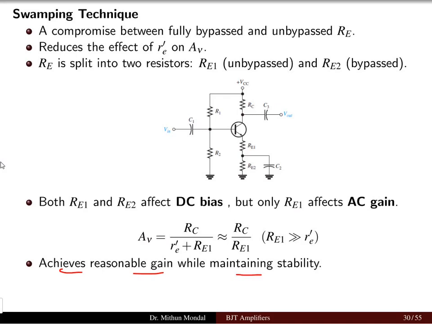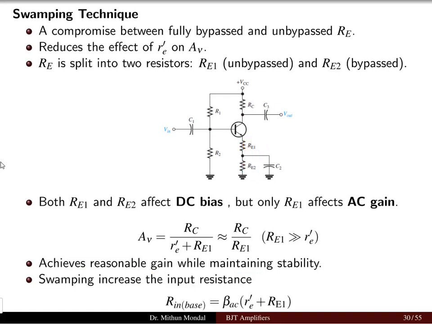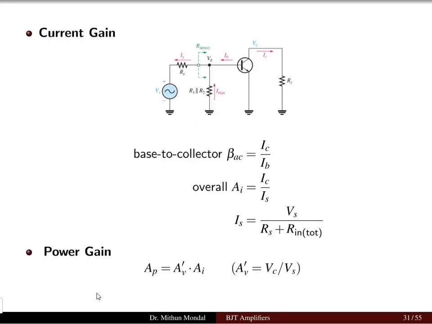So in the swamping technique, again we connect two resistors Re1 and Re2, splitting the resistor of the emitter. This will achieve a reasonable gain. Swamping also increases the input resistance. Whatever input resistance we calculate at the base will be increased because of this Re1. So you have beta AC into the sum of re dash plus Re1.